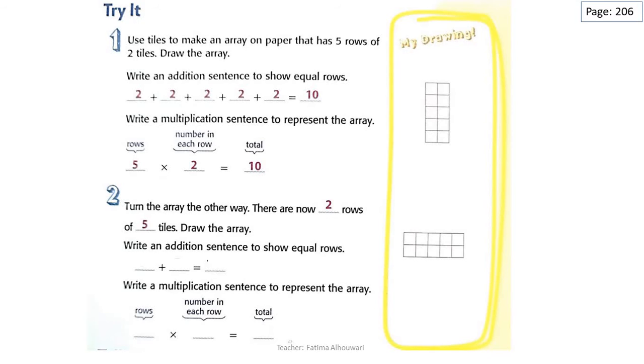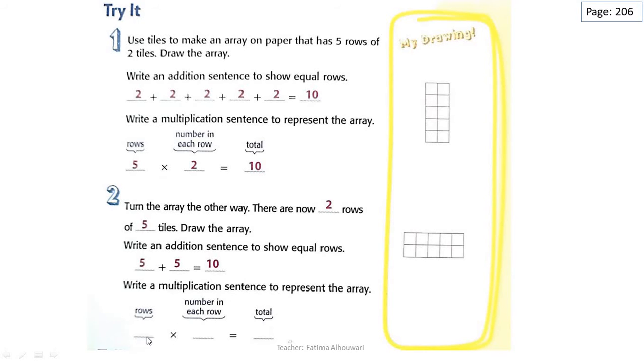Let's try to write the addition sentence. Since we have only 2 rows, we will add number 5 2 times. So 5 plus 5 equals 10. Let's try to write the multiplication sentence.